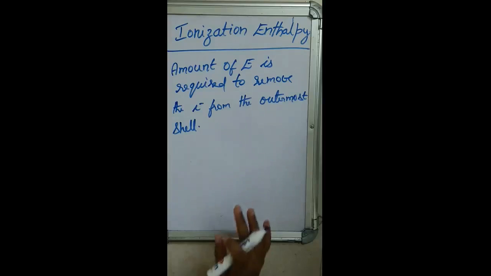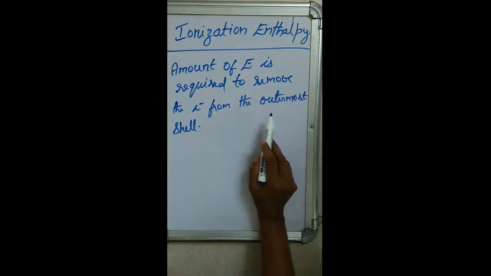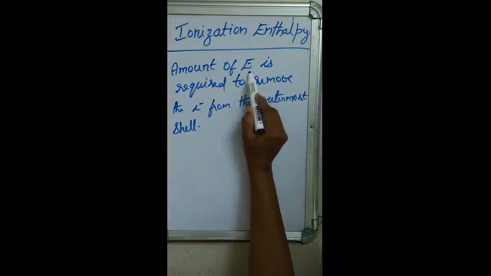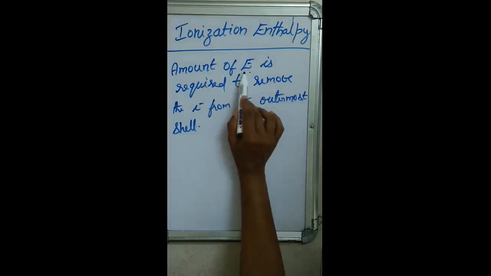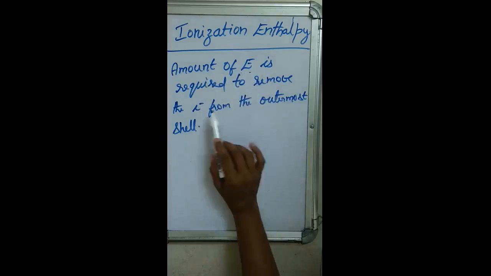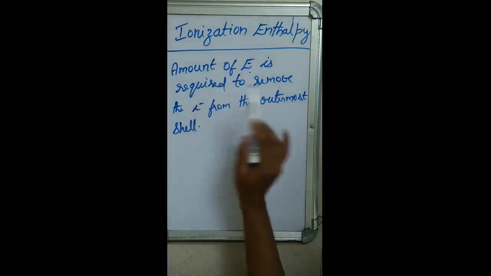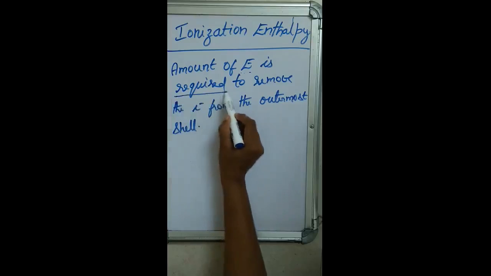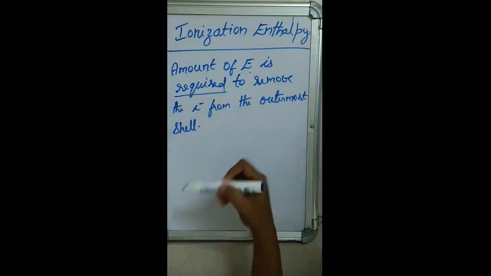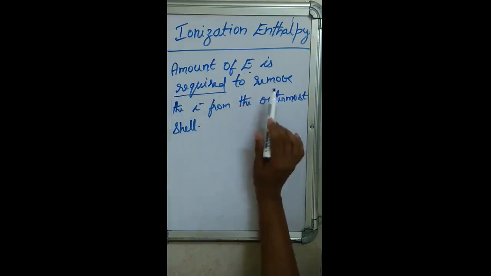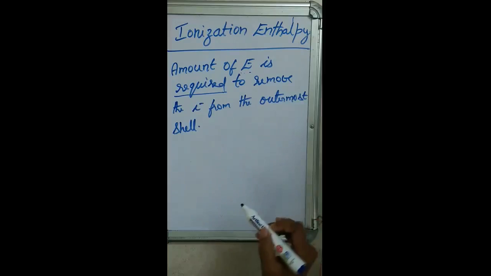What is the meaning of ionization enthalpy? Ionization enthalpy is nothing but an amount of energy. This is the energy I have written as E. The amount of energy required to remove the electron from the outermost shell. The word required is very important. I will tell you why. The amount of energy is required to remove the electron from the outermost shell.